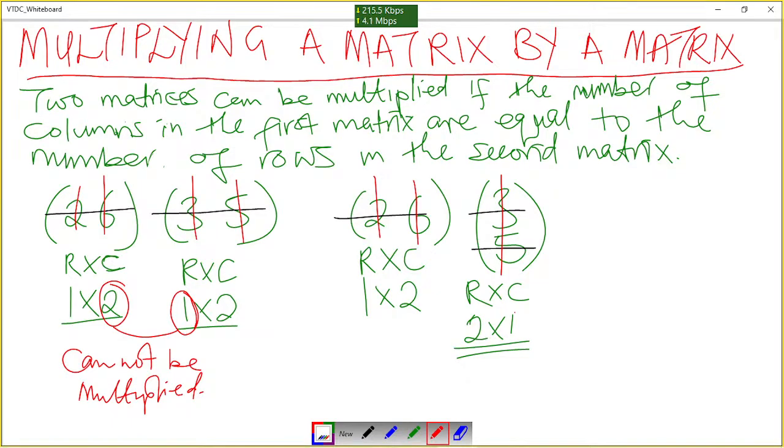So now let's circle the number of columns in the first matrix. We have 2. Then the number of rows in the second matrix, we have also 2. Now, if these two numbers are equal, that means the two matrices can be multiplied. We can see that we have 2 columns in matrix 1 and 2 rows in matrix 2. Therefore, we can say these two matrices can be multiplied.